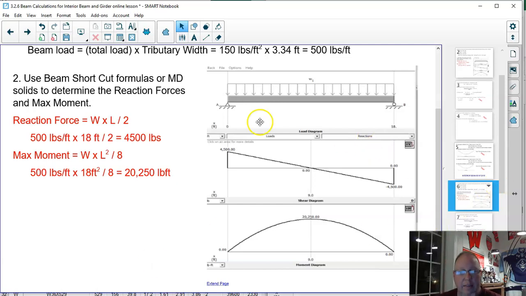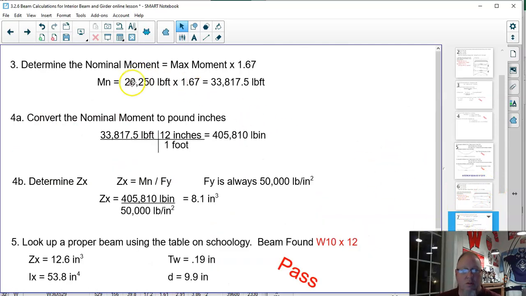Okay, moving on then. I am going to take my max moment and find the nominal moment by increasing it by 67%, and I get this number here. Just like I did before, I'm going to convert that number to inches, and I get this number right here. This is pound inches. Then I can find ZX. To find ZX, I take my pound inches number divided by 50,000, which comes from the steel, and I got 18.1.